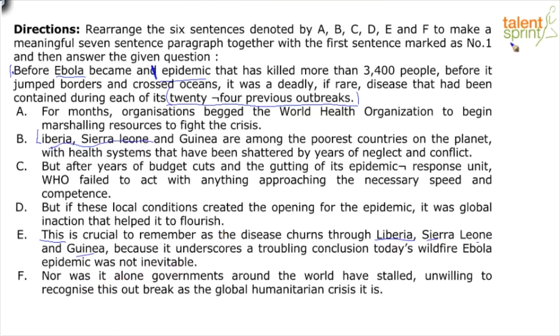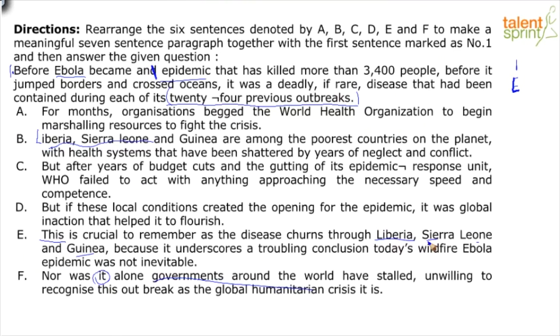So after 1, can it be F? Let's look at it before we finalize E. Nor was it alone. What is it referring to? It alone, governments around the world have stalled, unwilling. There is no reference here to it, because even if I say it's referring to the Ebola disease, it says governments around the world, so I'm not able to connect F to the first. So after 1 it's E. This is crucial to remember: the 24 previous outbreaks is crucial to remember as the disease, the Ebola disease, churns through these countries. Then we have all the countries introduced.